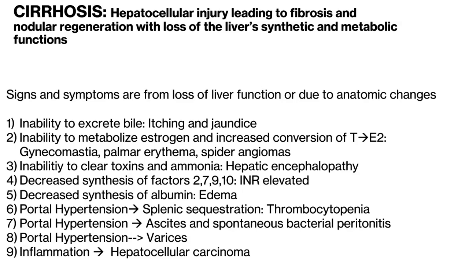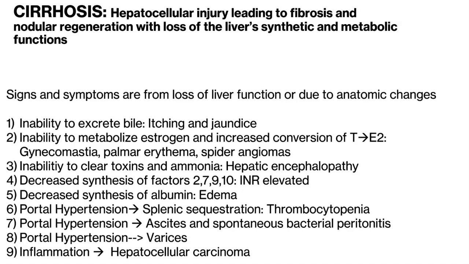parenchyma. In cirrhosis, chronic hepatocellular injury leads to fibrosis and nodular regeneration of the liver, ultimately impairing its many synthetic and metabolic functions. The impairment of these functions is what causes the symptoms and complications from cirrhosis. The inability to excrete bile leads to hyperbilirubinemia, leading to itching and jaundice.